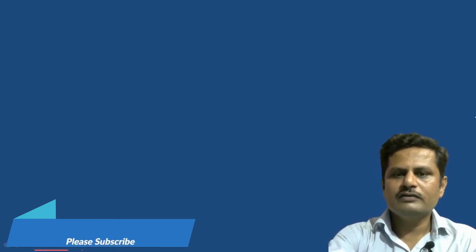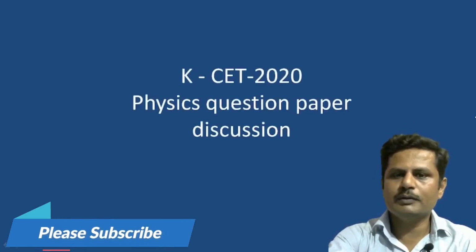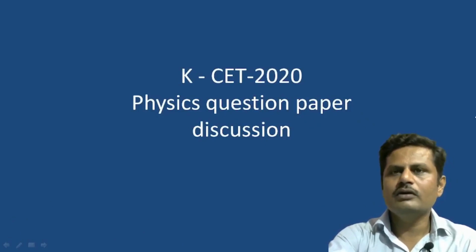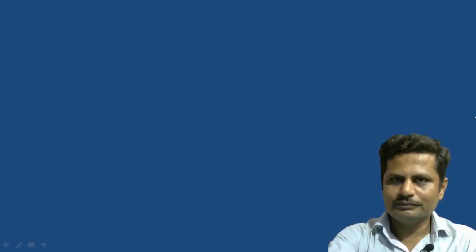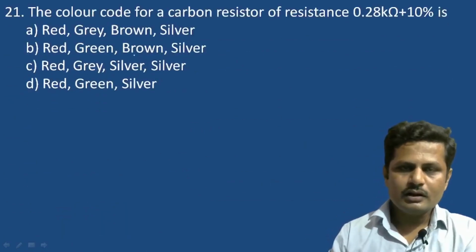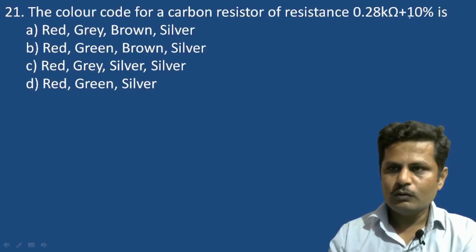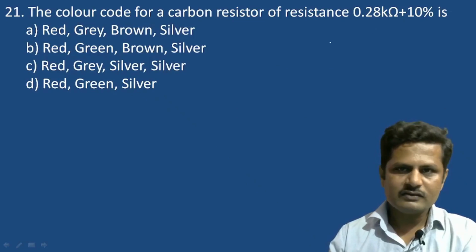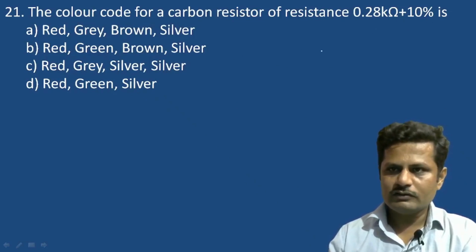Dear students, in my last video, as we all know, we discussed 20 questions of a KCET 2020 physics question paper. Now, in this video, let me continue my discussion with the 21st question. The question is: the color code for a carbon resistor of resistance 0.28 kilo ohm plus or minus 10% is. Here we need to find out the color code for the given value of resistance.